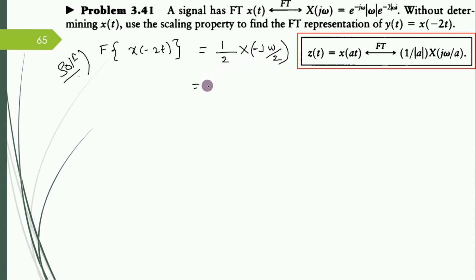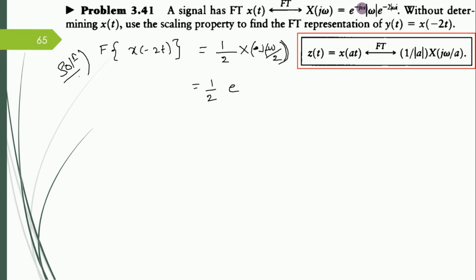So this is equal to 1 by 2. X of j omega is already given. Wherever omega is there, I substitute it with minus omega by 2. E raised to, wherever omega is there, I substitute, I can write it here. Okay. Omega is replaced by minus omega by 2.